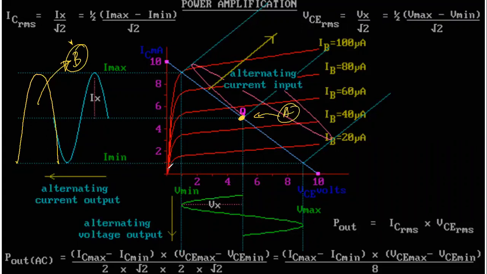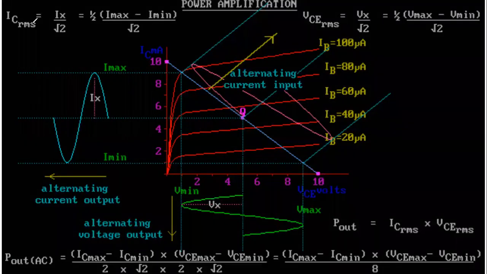If you set your operating point to here or something, and you feed half of the signal to one transistor, and the next half you can feed to another transistor by using a pair of transistors.